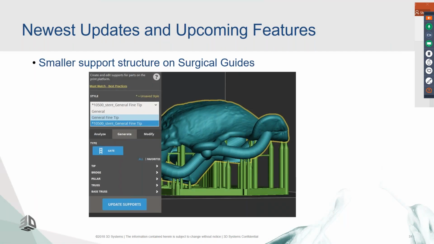So, some of the newest updates: if you make surgical guides and you have the printer, you may not have noticed this unless you actually read the changelog. When you go to do your smart support, you can now choose 2 different supports, general or general fine tip. If you choose fine tip, it makes much smaller supports, so you're able to add more or not worry about them being on that flat surface where the sleeve will fit.